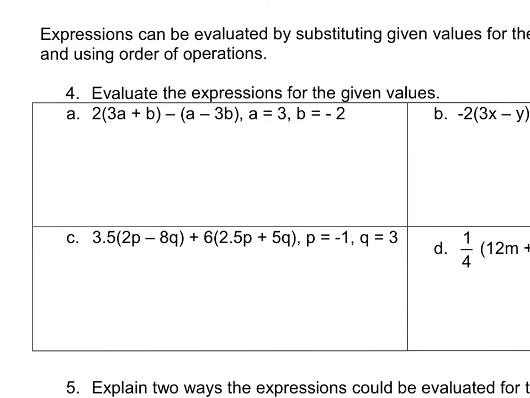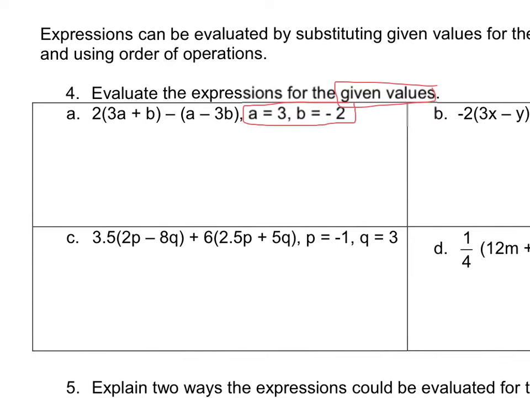Now we got to read these instructions: evaluate the expressions. These are called expressions because there's no equal sign. So you'll notice here, these are the values that they gave us, the given values, and this in front is the expression we're going to put those numbers into. So there's 2 ways to do it. I'm going to do one way on A and a different way on C.